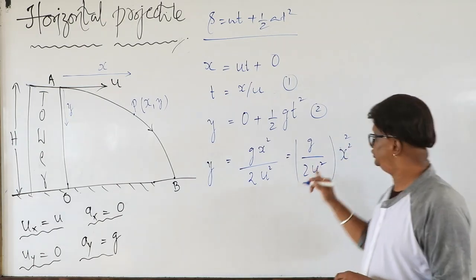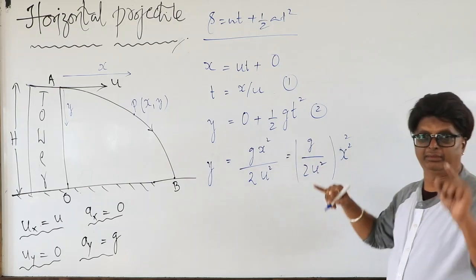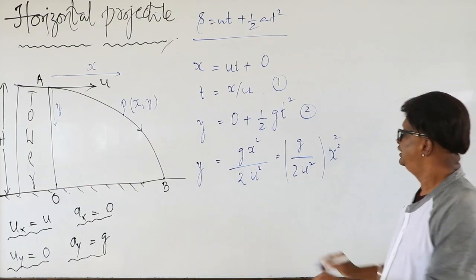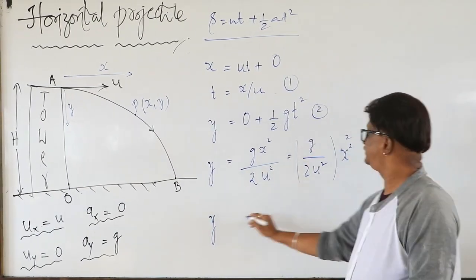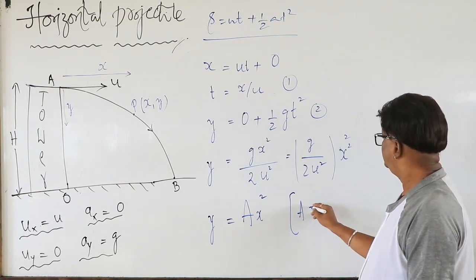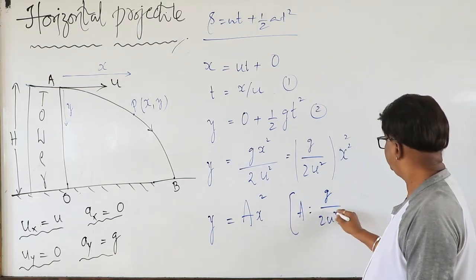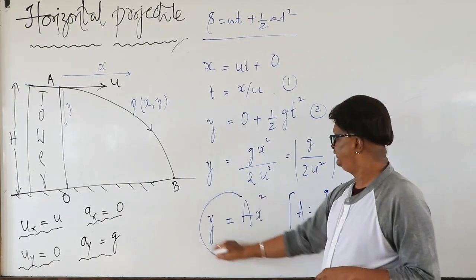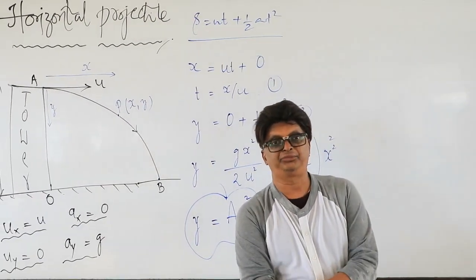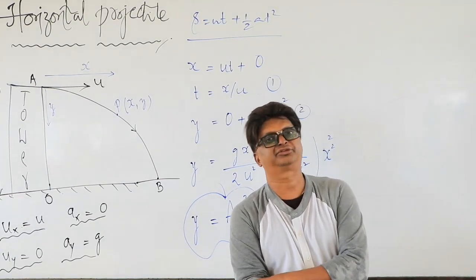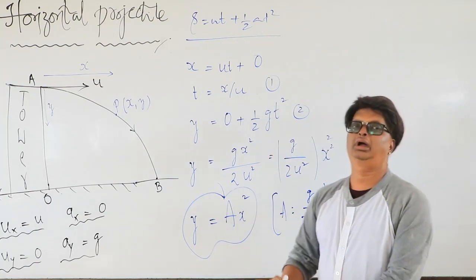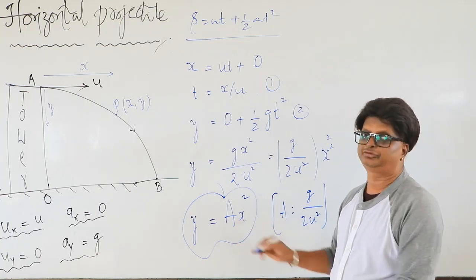Such that this term in the brackets I will take as a constant, because for a given place and given velocity, these are two constant things. Therefore I am now writing y is equal to a x square, where a is equal to g by 2u square, a constant. Y is equal to a x square is also a parabola. Last time we have taken y is equal to ax minus bx square, or ax plus bx square. It's a parabola. Now y is equal to ax square is also a parabola.